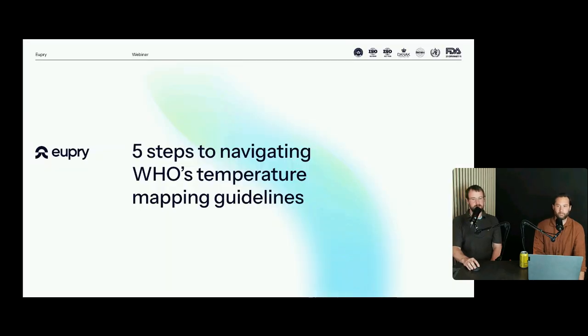So I'll just switch over here. Today's topic, temperature mapping guidelines, with the focus on WHO. Exactly. We'll try to narrow down into 5 main steps to help you navigate those WHO temperature mapping guidelines.